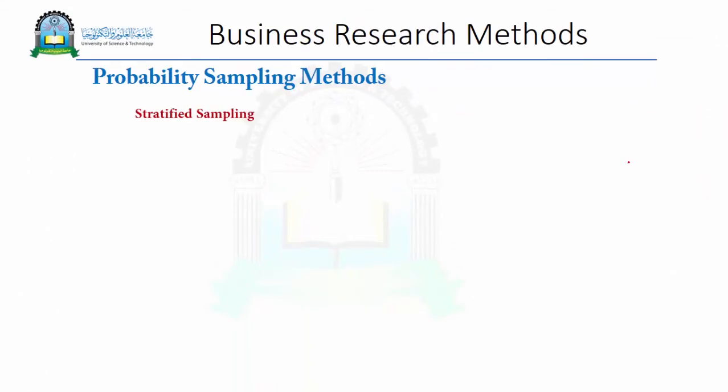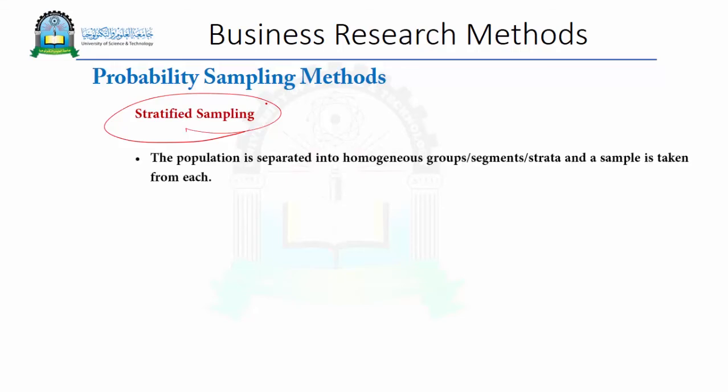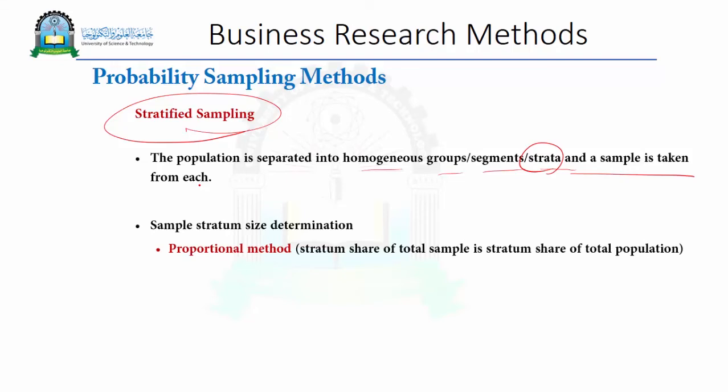The fourth technique of probability sampling is what we call stratified sampling. This is one of the best techniques of drawing a sample. In this technique, the population is separated into homogeneous groups or segments, called strata, and the sample is taken from each. So for the sample stratum size determination, the proportional method is divided according to the proportion or the percentage.